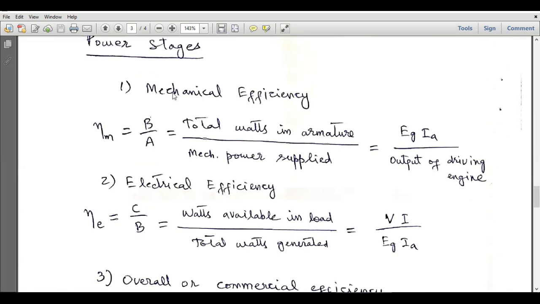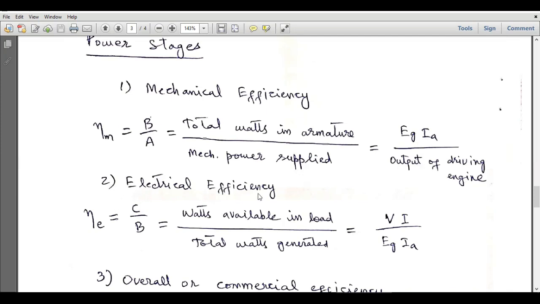And first of all, we will discuss mechanical efficiency. Mechanical efficiency is equal to B over A, and B is equal to total watts in armature divided by mechanical power supplied. So total electrical power generated by the armature divided by the mechanical power supplied to the armature. The ratio of these two powers is called mechanical efficiency, and mathematically it is equal to EG IA. EG is the generated EMF in the armature, and here we have output of the driving engine.